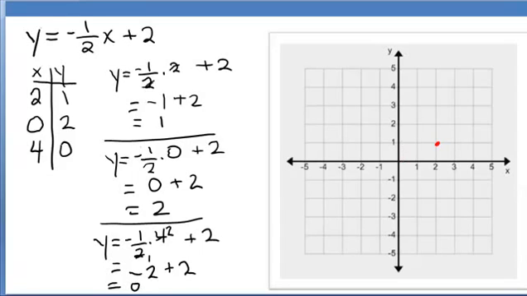So don't go over. Go up 2. Make a point. And then we'll do 4, 0. So back to 0, 0. Over 4 and up 0. Now we have our points. And then we will connect the dots to draw our line.